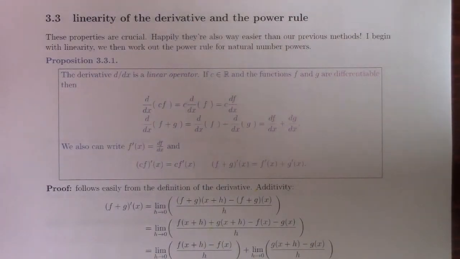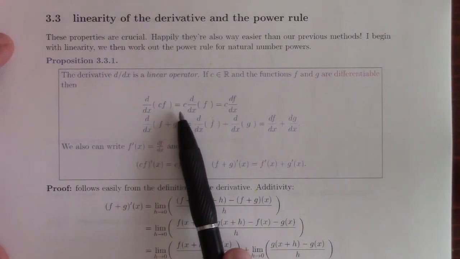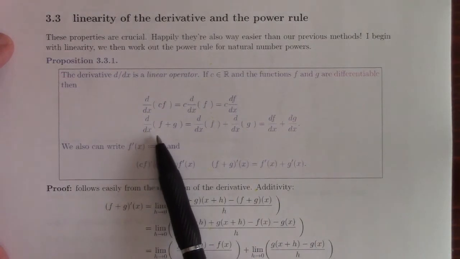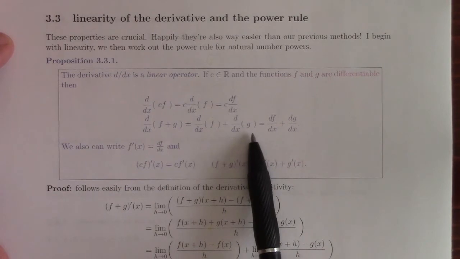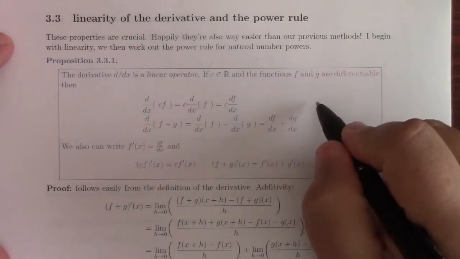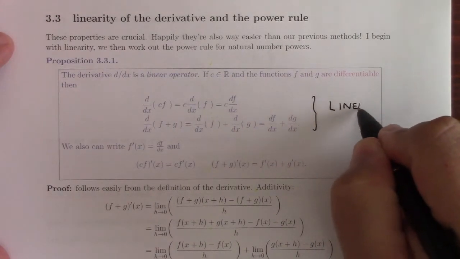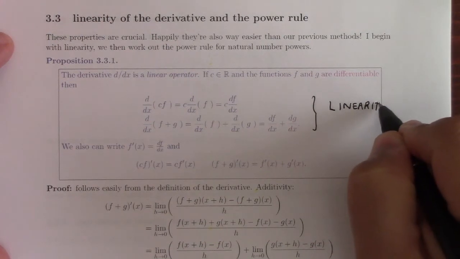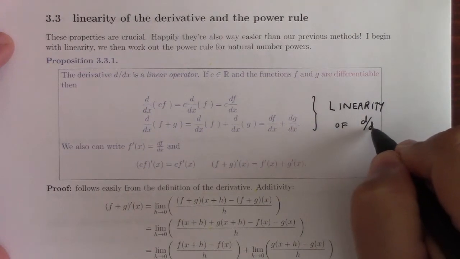These are the fundamental rules of differentiation. And here they are. First of all, if you've got a constant, you can pull it outside the derivative. Second of all, the derivative of a sum is the sum of the derivatives. These two things collectively I call the linearity of the derivative operator, d dx.